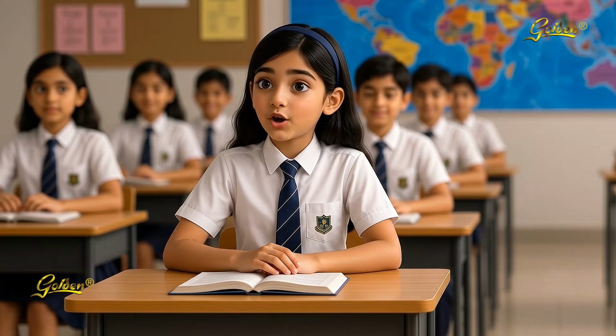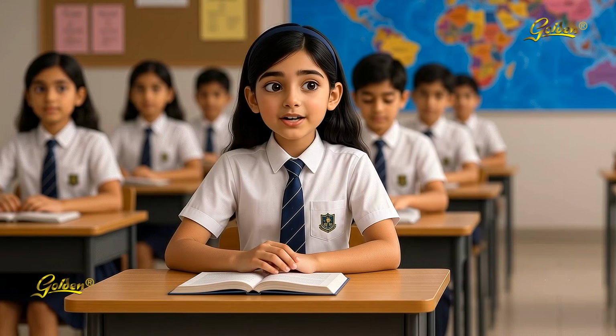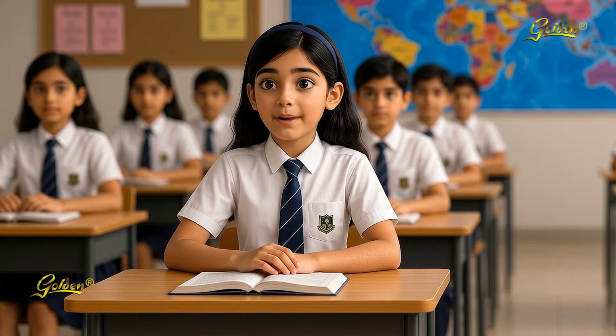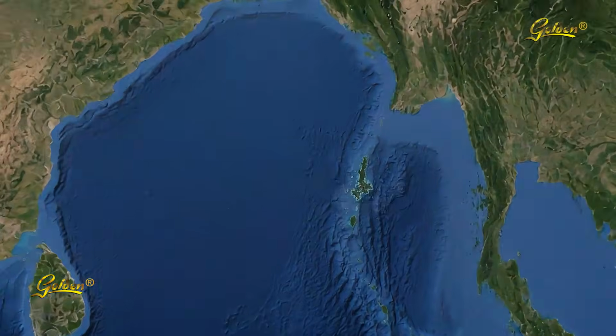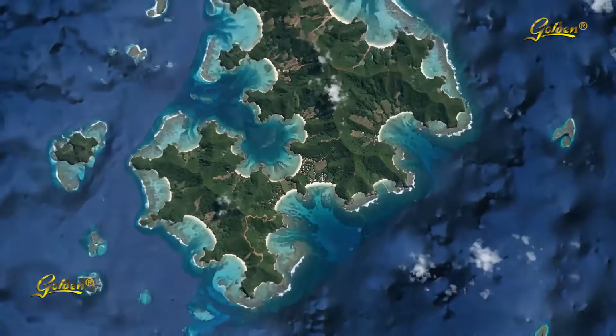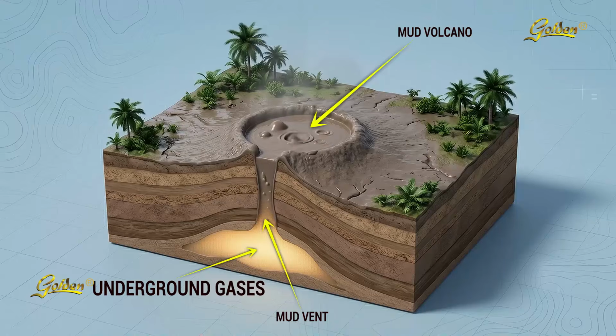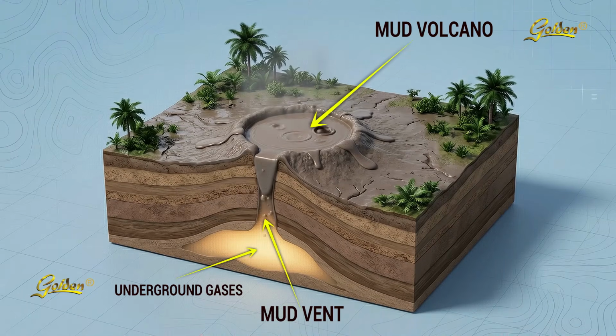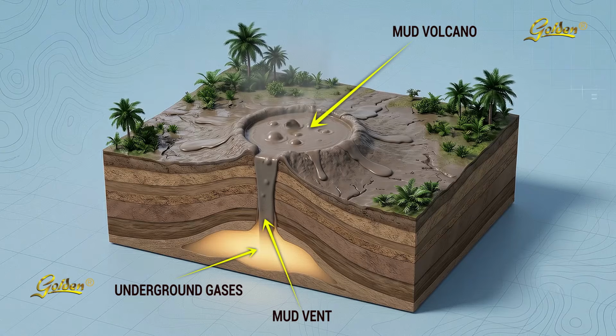Speaking of unusual volcanic activity, I read about something strange in India. What is the mud volcano at Baratang Island? Unlike fiery lava volcanoes, the Baratang Island mud volcano, located in the Andaman and Nicobar Islands, is a rare wonder, where underground gases and pressure push bubbling liquid mud up to the surface.